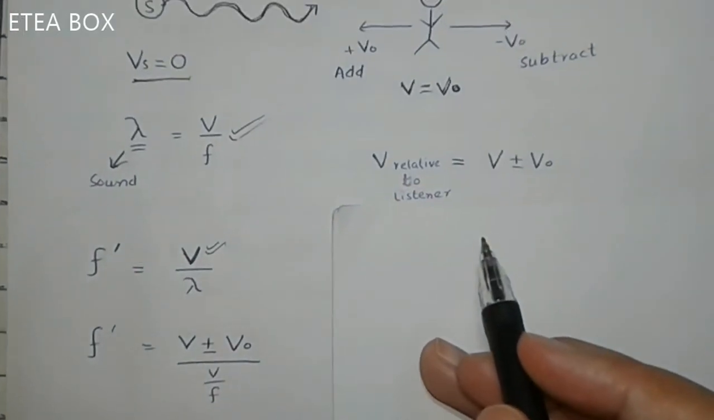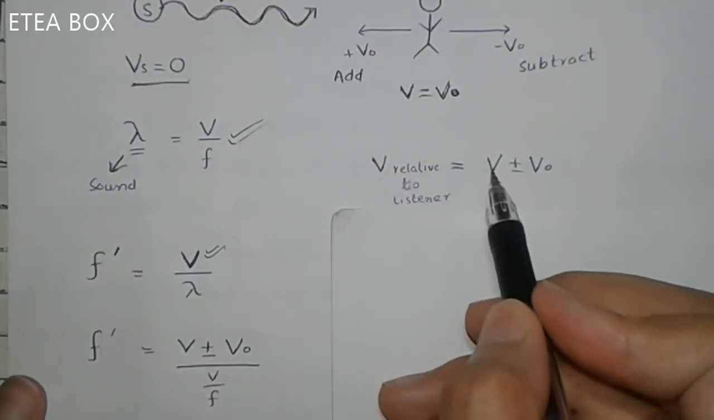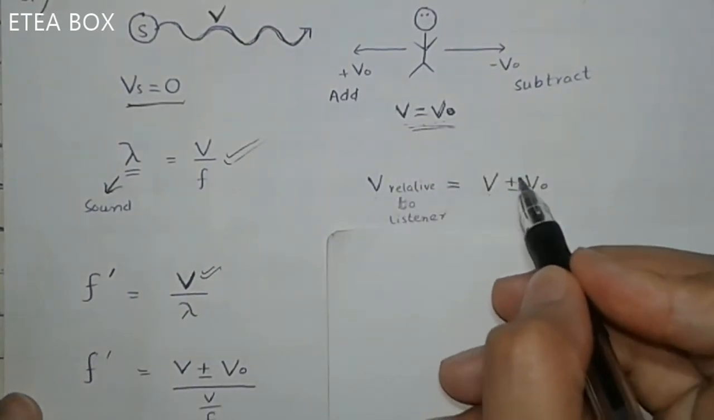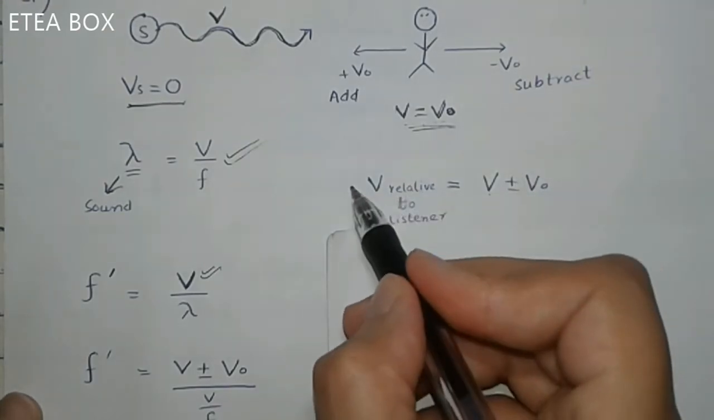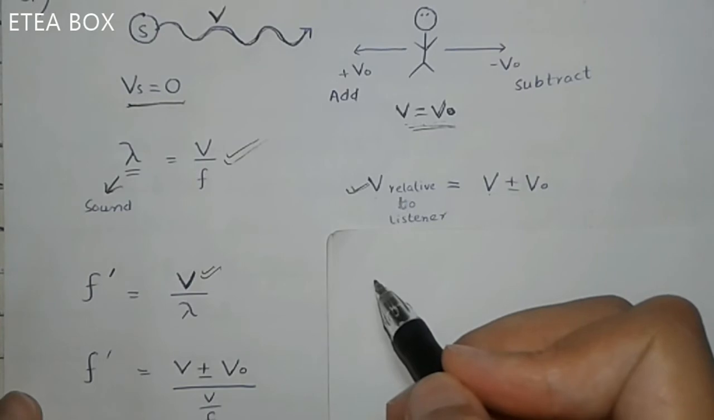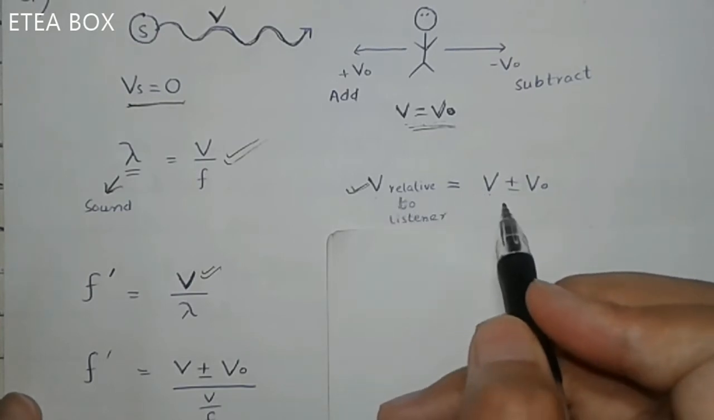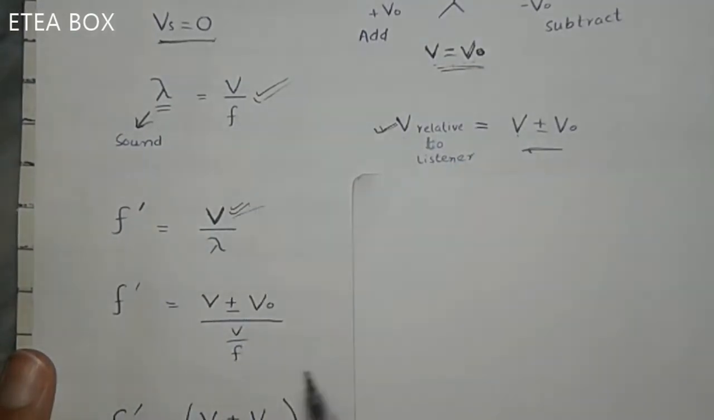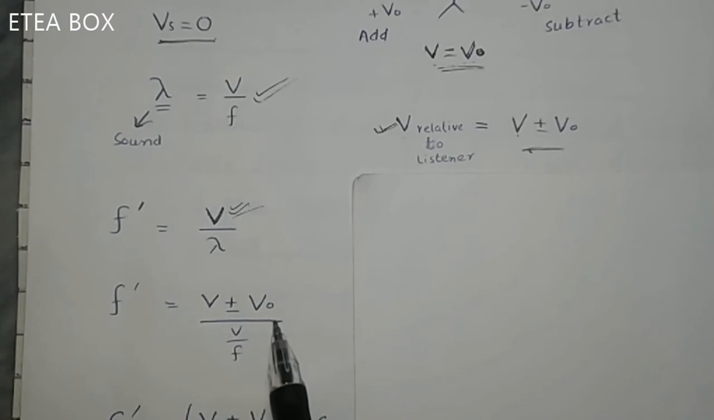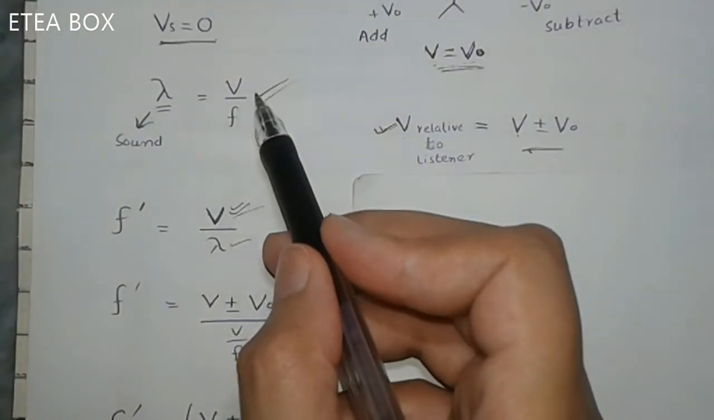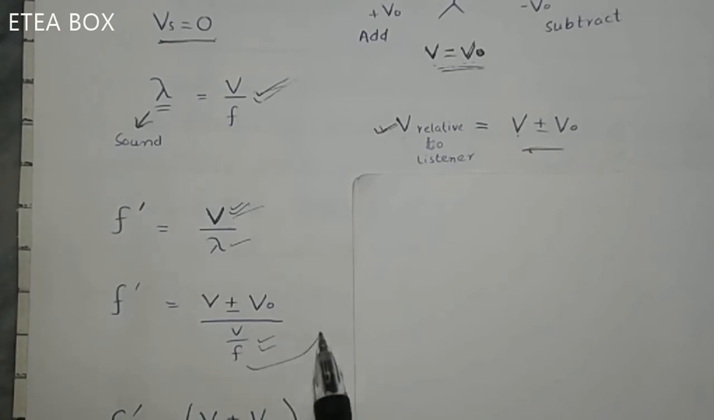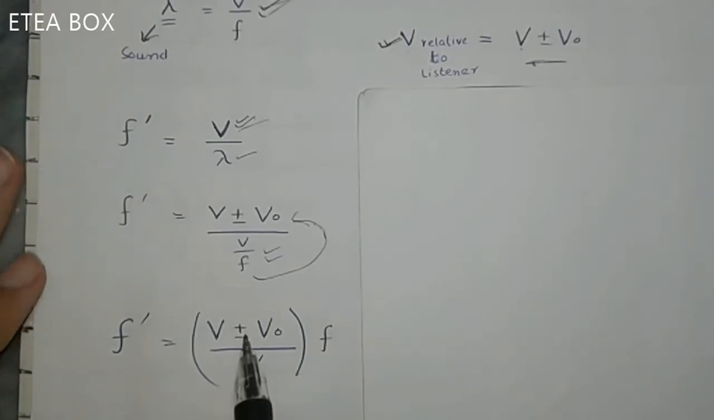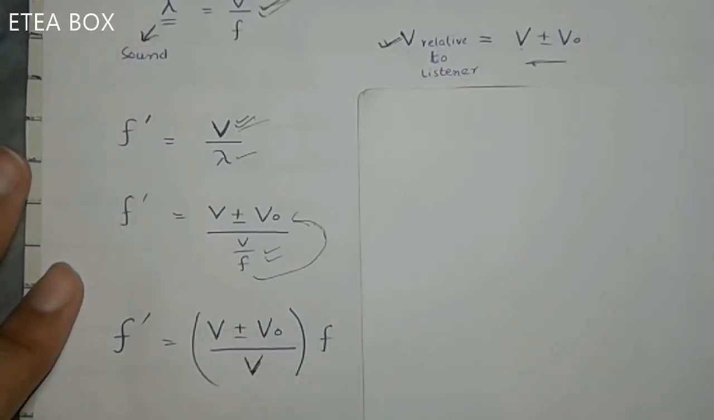We know that the velocity of sound relative to a listener is v plus minus v naught because the listener is moving with v naught. So this is the speed of sound relative to the listener, and it is changing: v plus minus v naught. Now put this value here, so you will get frequency equal to (v plus minus v naught) divided by lambda, and lambda remains the same, v divided by f. Bring this frequency f into the numerator, so you will get the new frequency equal to (v plus minus v naught) divided by v, times the original frequency.